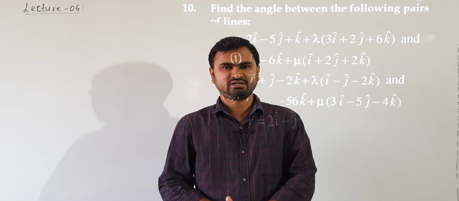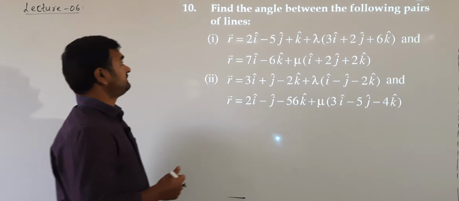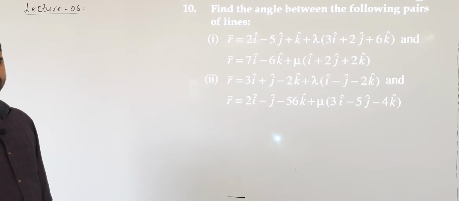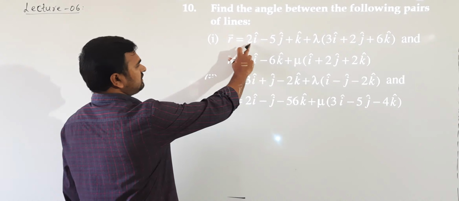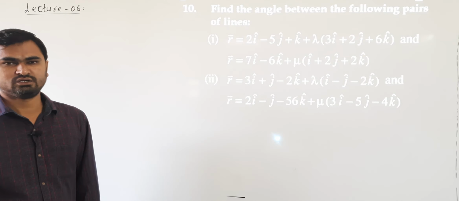Hello students, let us continue our discussion on exercise 11.2. See question number 10. Find the angle between the following pair of lines. See first part. Now two line equations are given here. Now we need to find the angle between these two lines.